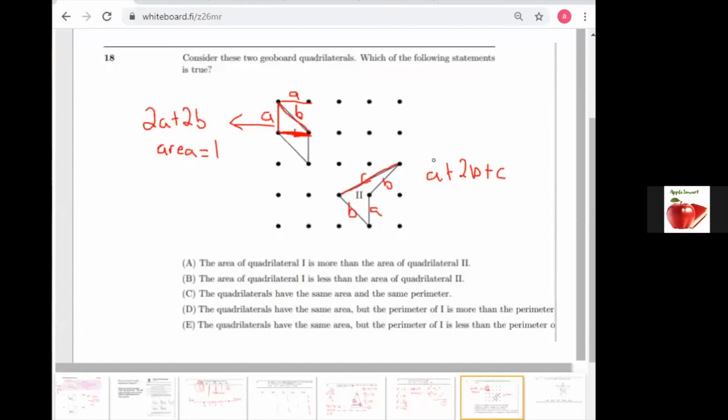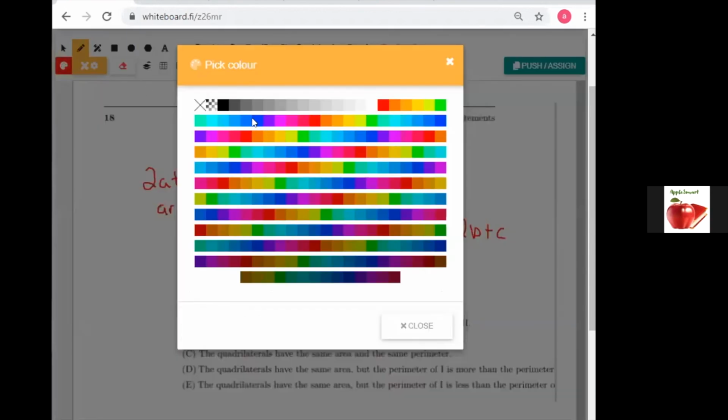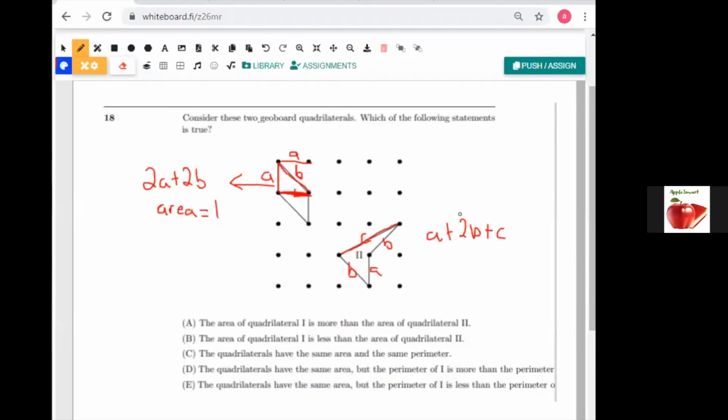Because it has 1A, it has 2B, that's the same. That's the same as that. I should choose another color to write that. I'm going to undo that. We're just comparing the perimeter. There we go. We know that this is the same.